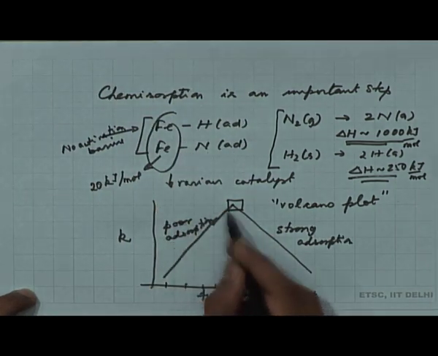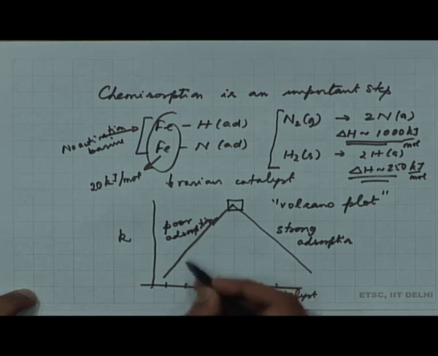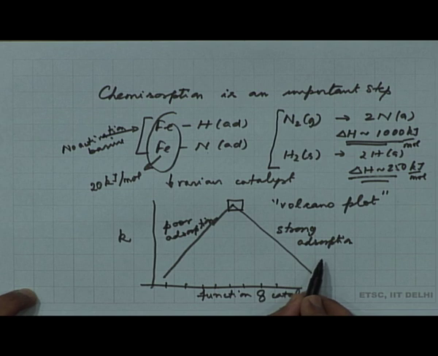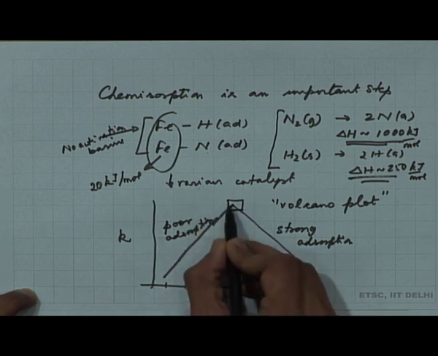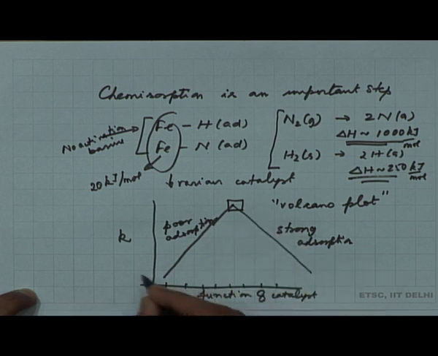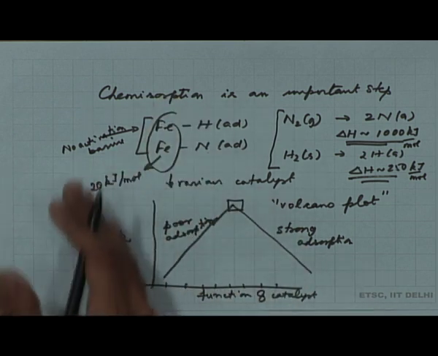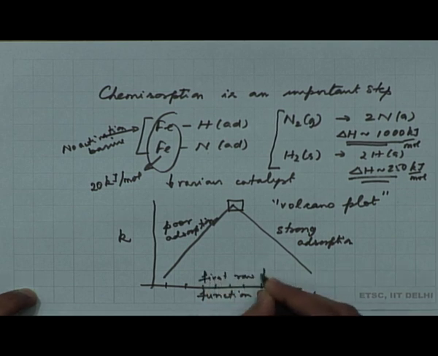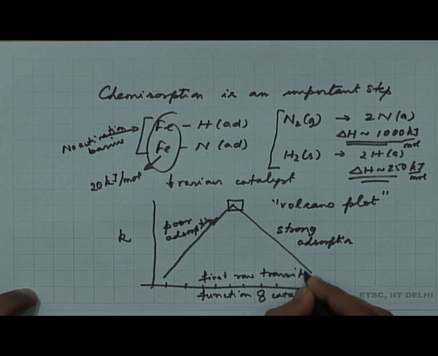When you have poor adsorption, the rates are too slow, and when you have too strong an adsorption, also the rates are too slow. So, you want some optimal adsorption, and if you looked at some reaction as you go along the first row transition series, you get this kind of behavior.